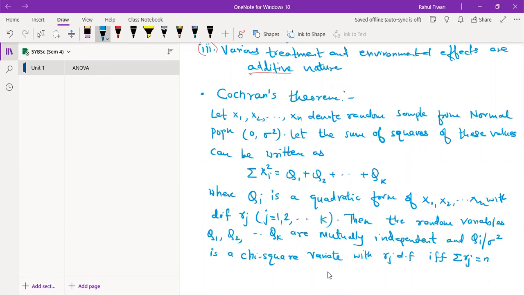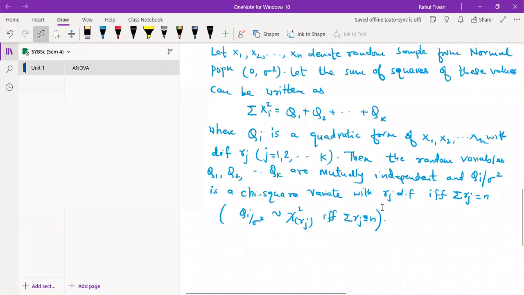Notationally, I will say qi upon sigma square follows chi-square with rj degree of freedom, putting this condition, if and only if the summation of rj is equal to n. So this is the Cochran theorem, which you just have to go through for basic conceptual understanding.